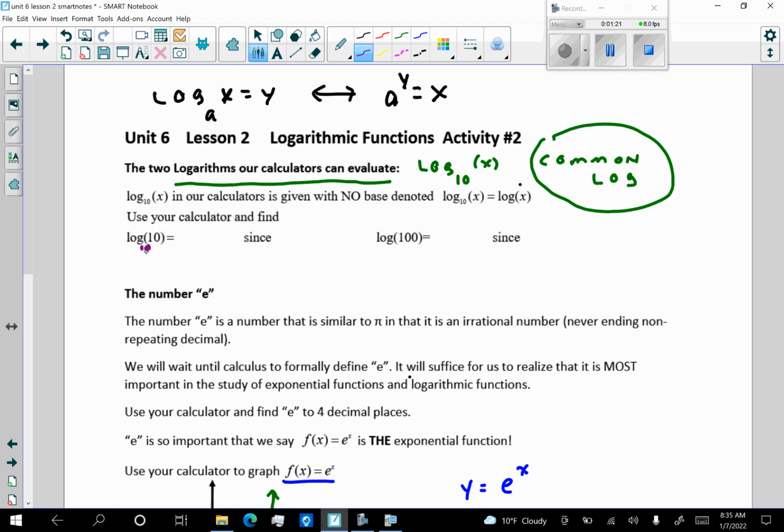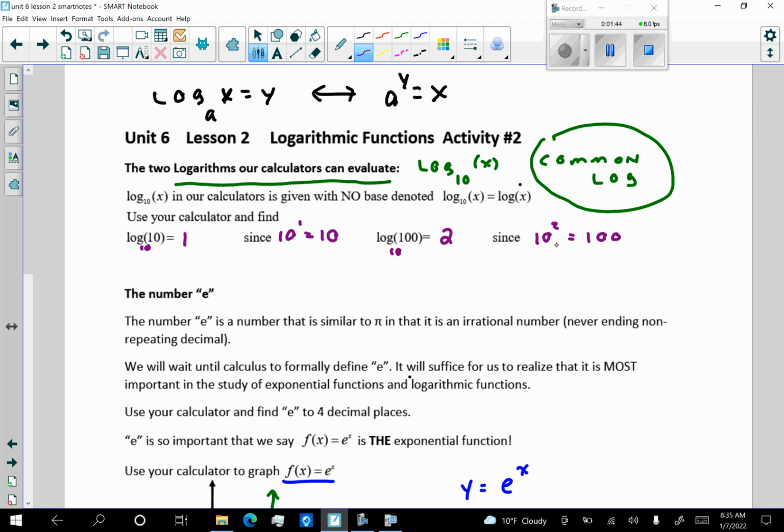And what is log base 10 of 10? Well, that's going to be 1. Why? Because 10 to the 1 is equal to 10. And here again, this is log base 10, but you don't see the 10. The 10 is hidden. Log base 10 of 100, what's that going to be? That's going to be 2. Why? Because 10 squared is equal to 100.